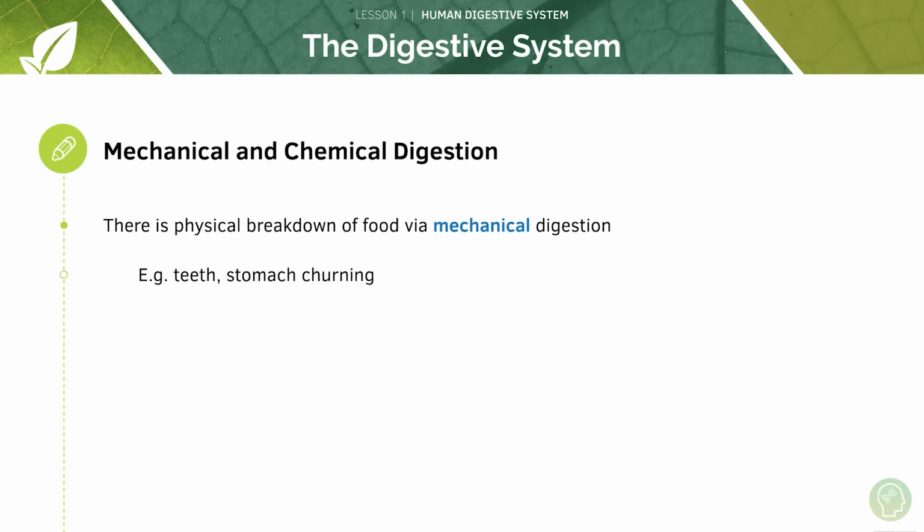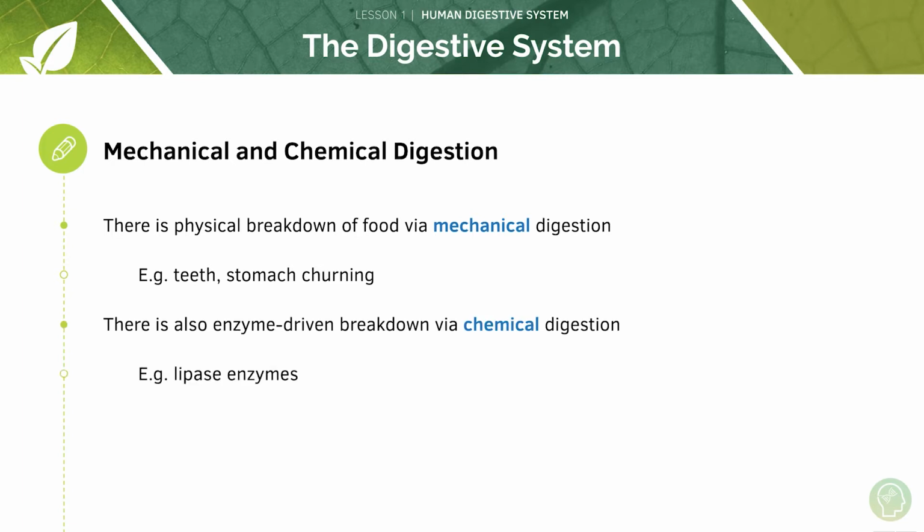So first of all, we have our physical breakdown of food via mechanical digestion. As your food passes through your mouth, you break it down via mechanical digestion and then down your esophagus into your stomach, and we also get the churning process in your stomach, which breaks it down even further into smaller pieces. But there is also enzyme-driven breakdown via chemical digestion.